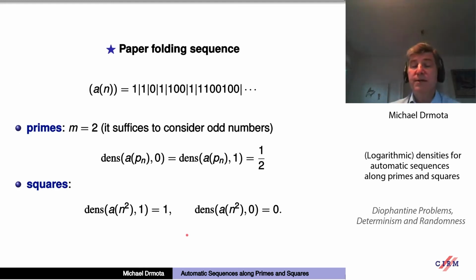Just to give another example, consider the paper folding sequence that is constructed in the following way. We just start with 1, and we fold this 1 by appending the converse of the starting sequence the other way around. So here we just append 0. Then we take the folded sequence, and then we append 1, 0, 0, which is the inverse of the starting sequence the other way around.